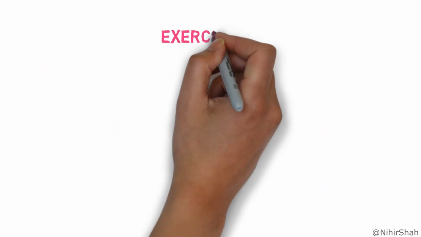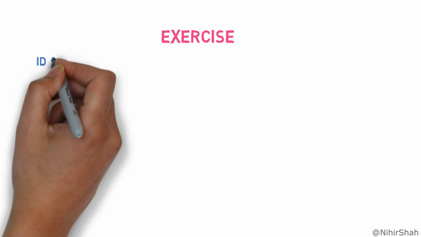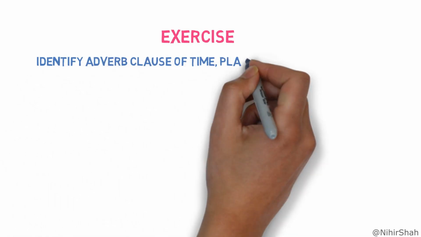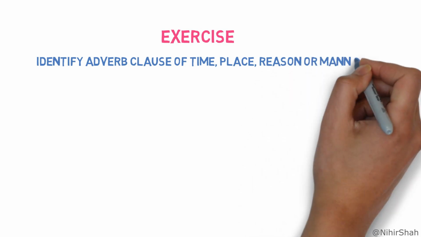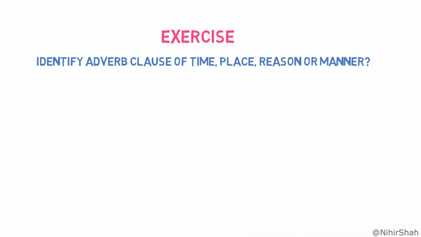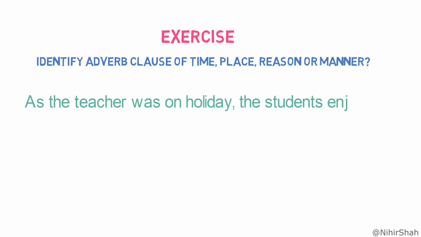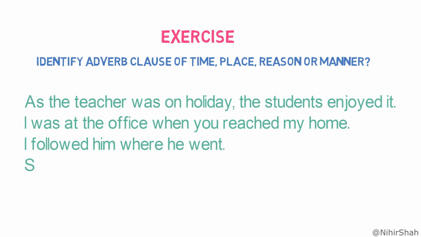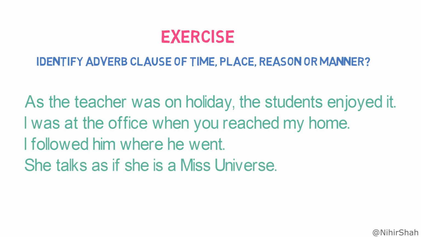Now, let me give you some exercise. In this exercise, you need to identify whether it's an adverb clause of time, place, reason or manner. The sentences are: as the teacher was on holiday, the students enjoyed it. I was at the office when you reached my home. I followed him where he went. She talks as if she is a Miss Universe.